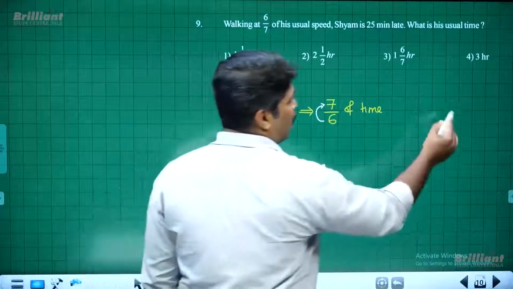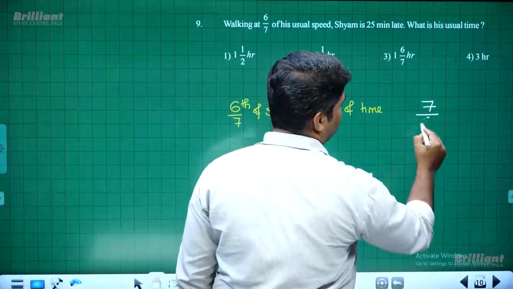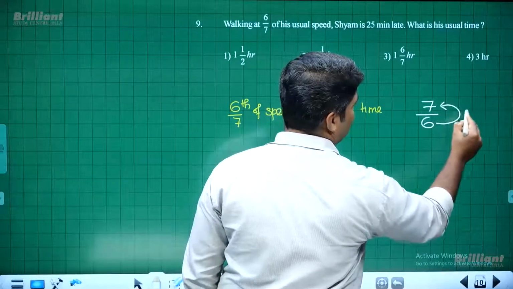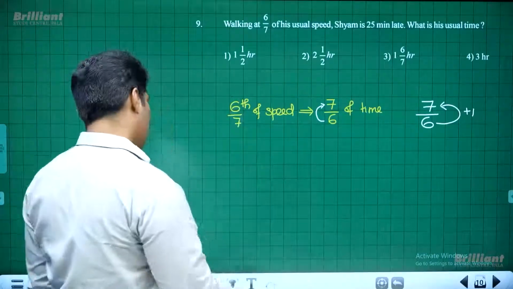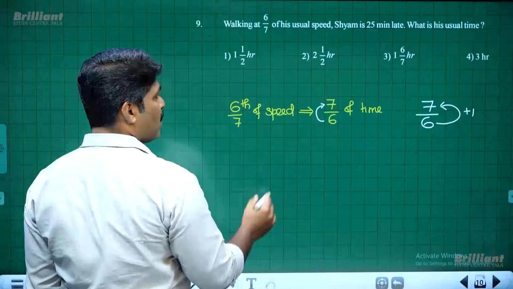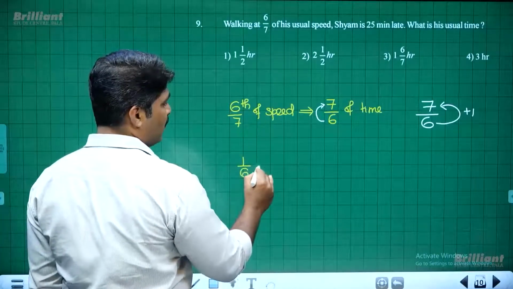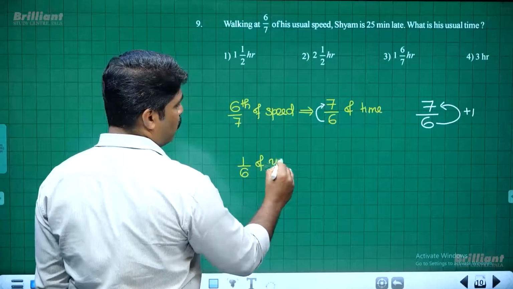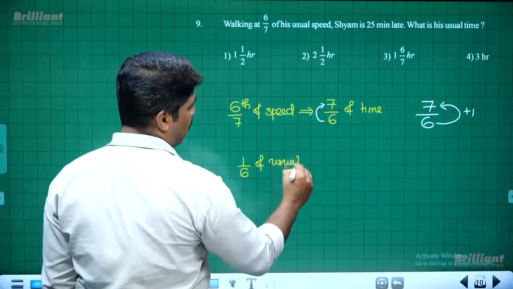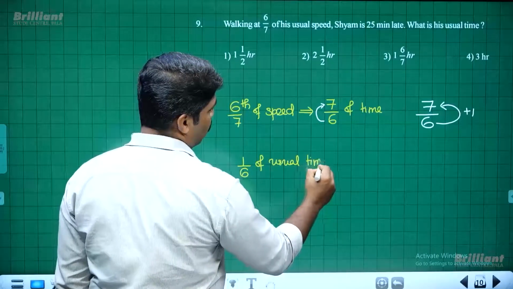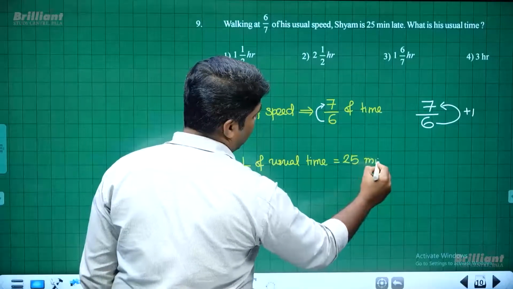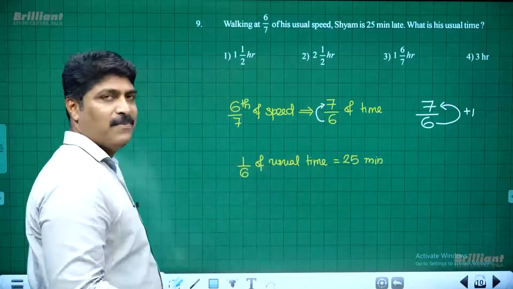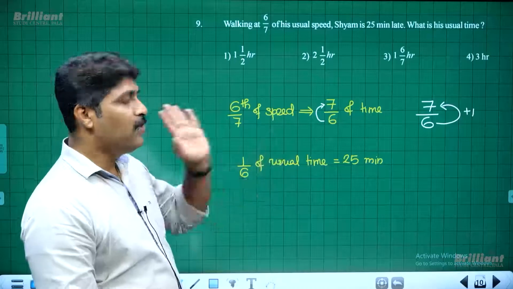Got it? In a value like 7/6, the numerator is 1 more than the denominator. That is called 1/6 more. So we can conclude this additional time is 1/6 of the usual time. 1/6 of the usual time is 25 minutes. He became late by 25 minutes, which is 1/6 of the usual time.